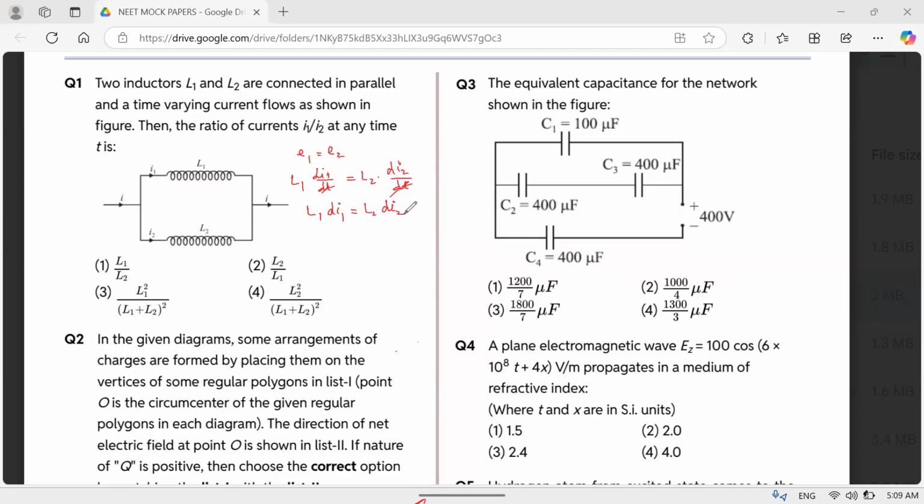The ratio of the current is asked. So what do you do? Integrate on both the sides. L1 is constant. Integral of di1 is equal to L2 into integral of di2. So it is L1 I1 equal to L2 I2. So I1 divided by I2 is equal to how much? L2 divided by L1. Option 2.